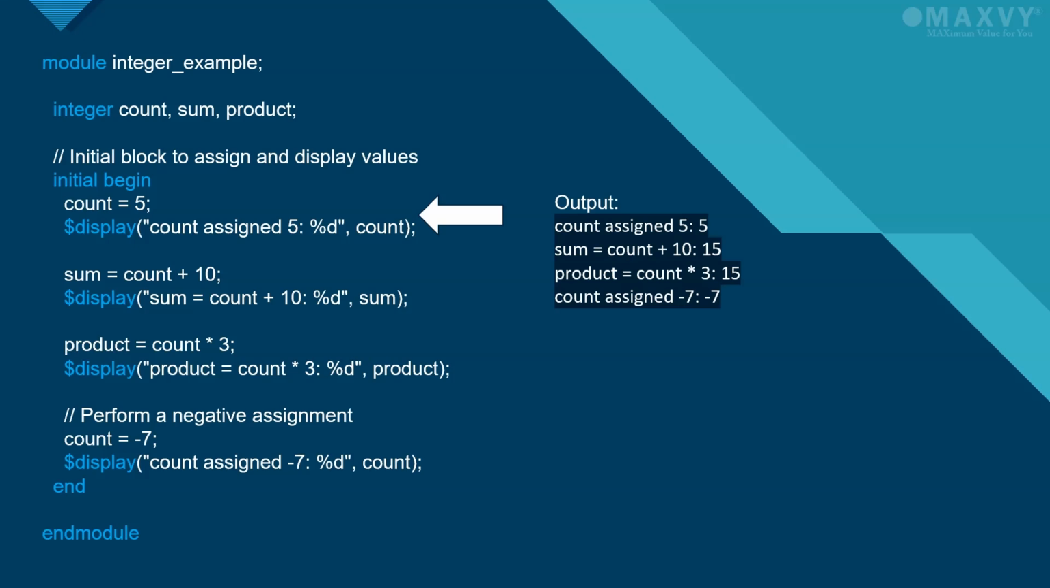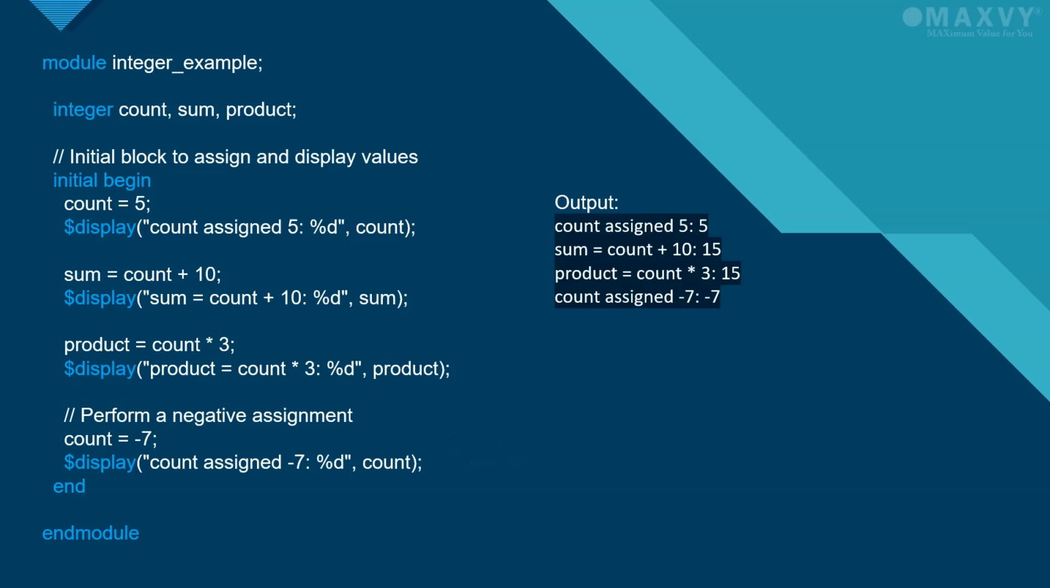Next, sum is assigned the result of adding 10 to count. This demonstrates a simple arithmetic operation, and the result 15 is displayed. Then product is assigned the result of multiplying count by 3. The result, which is also 15, is displayed. Finally, we assign a negative value, -7, to count, to show that integers can store negative values as well. This negative value is then displayed.